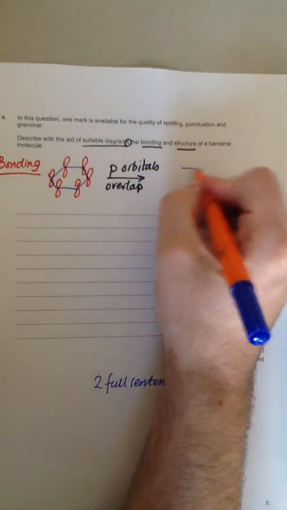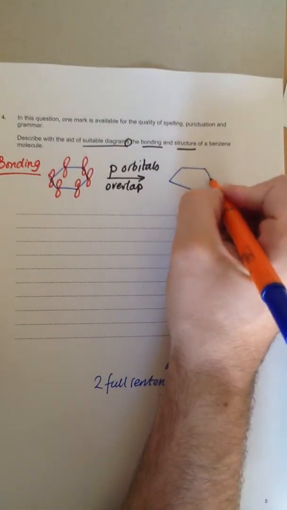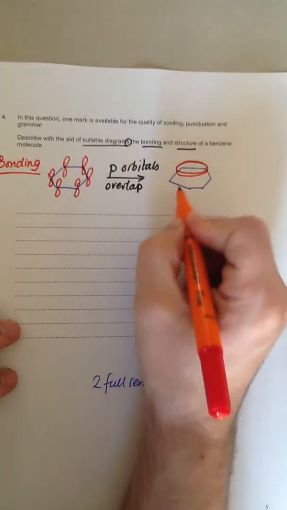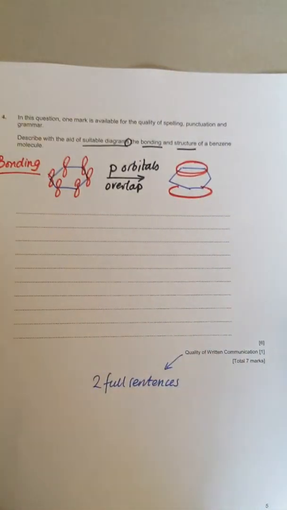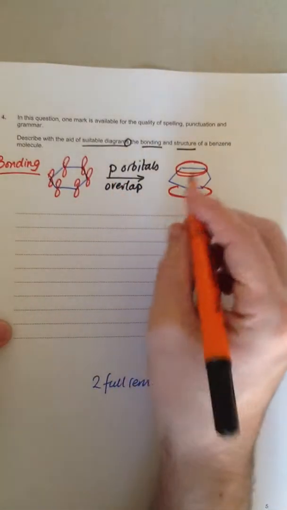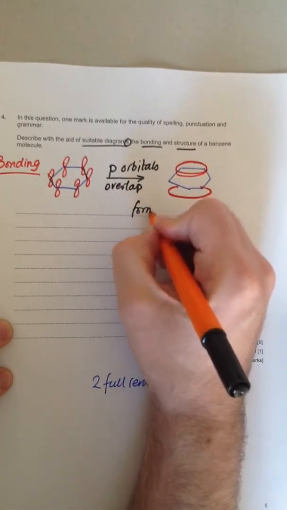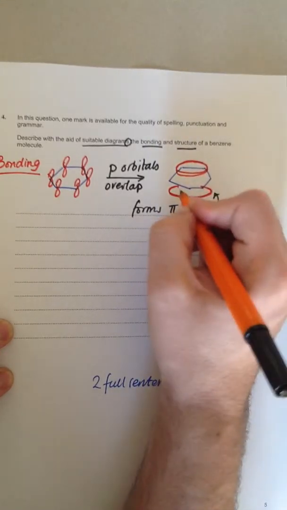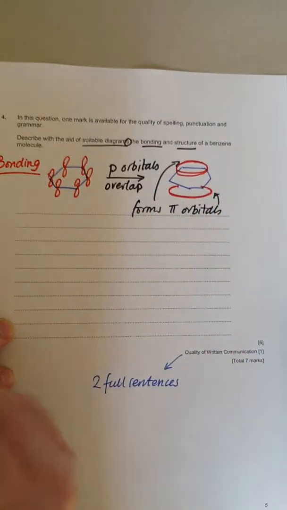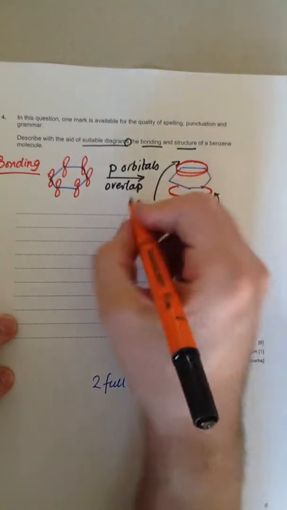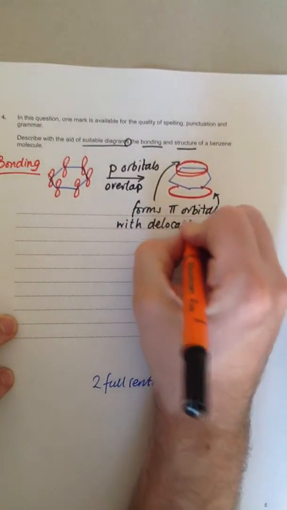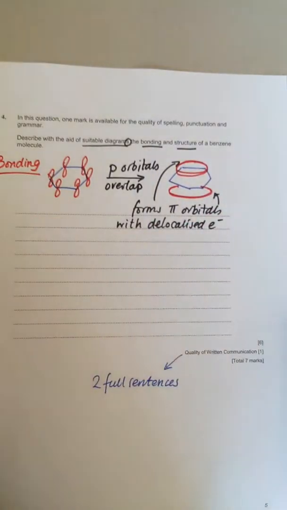And then what we get is this type of thing where the carbon skeleton stays the same, but above and below the ring we have our pi cloud. So the p orbitals overlap above and below the ring, and it forms pi orbitals. And what can we say about the electrons? We say that it forms pi orbitals with delocalized electrons. Okay, so that's the bonding done.